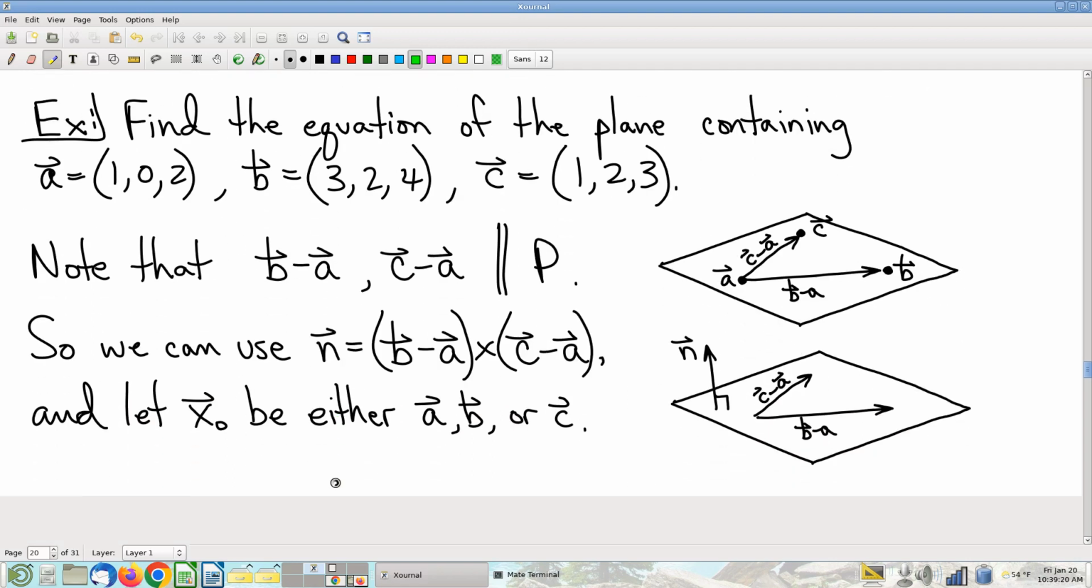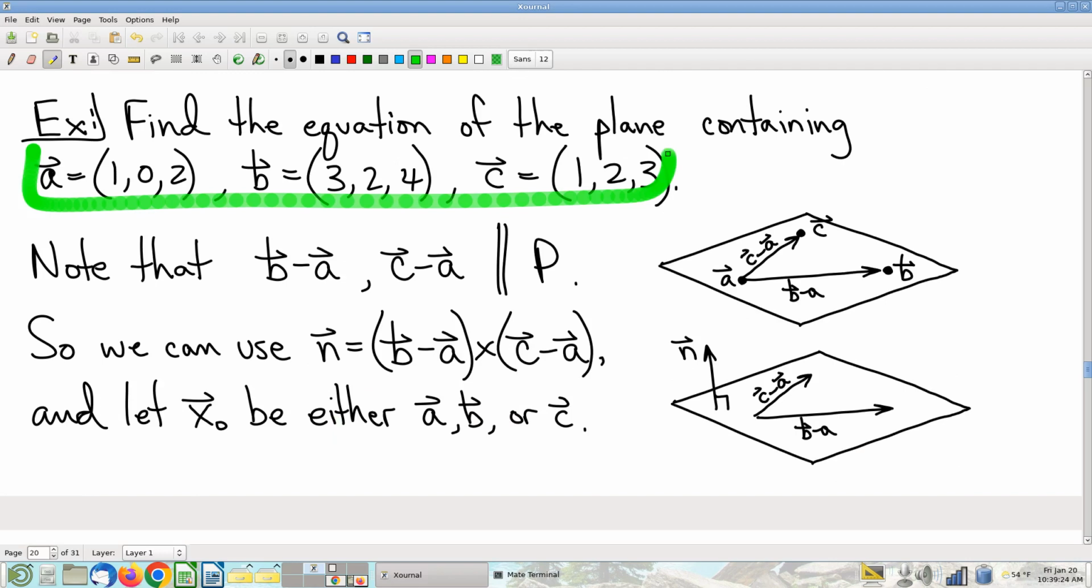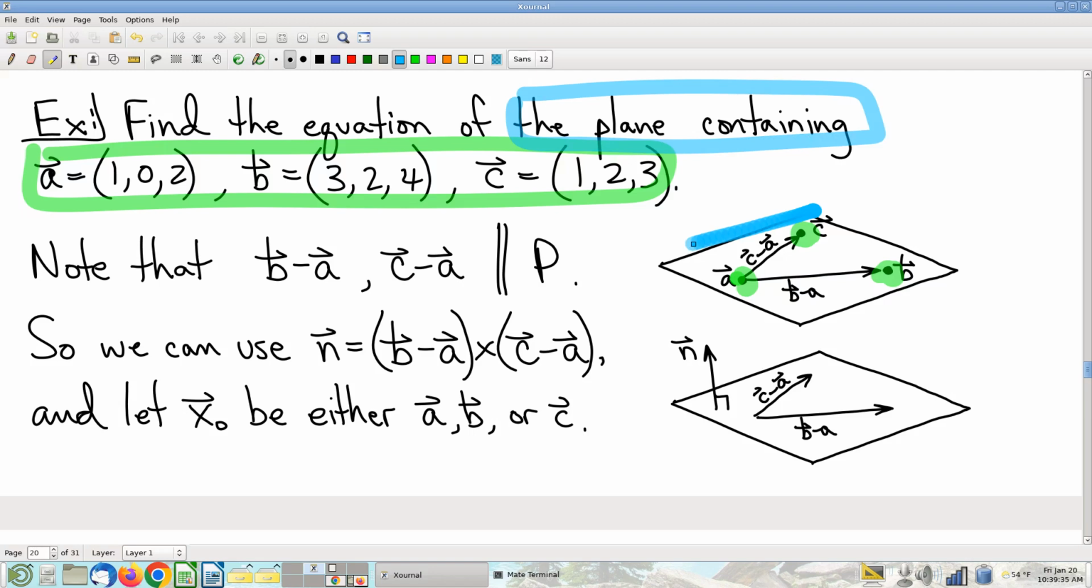So here's an example. Suppose I have 3 points, A, B, C. Here they are. And suppose I want to find the equation of the plane that contains those 3 points. How would I find that equation? Okay, let's go back up here.